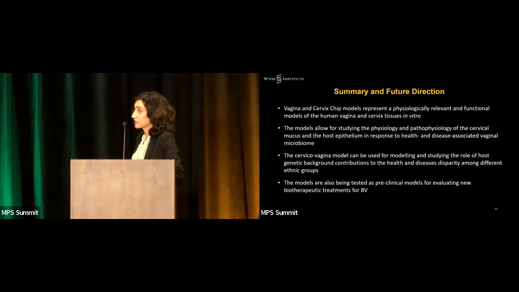And in summary, I can say that the vagina and cervix chip models that we have made represent physiologically relevant and functional models of the human vagina and cervix tissue in vitro. We can use these models for studying the physiology and pathophysiology of the cervical mucus and the host microbiome interactions, both for healthy and disease situations. And these models also enable us to look into the contributions of the different ethnic backgrounds and different genetic contributions that people from different parts of the world have in the disparity of disease and health condition, as we all know. And also these models are currently being used as potential preclinical models for evaluating new biotherapeutics.